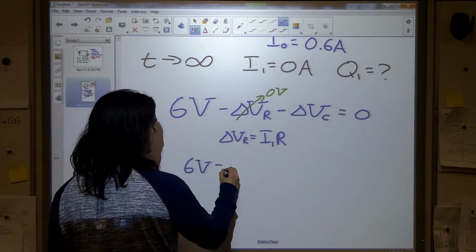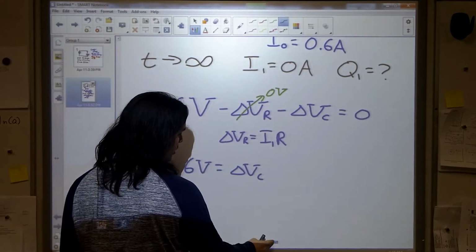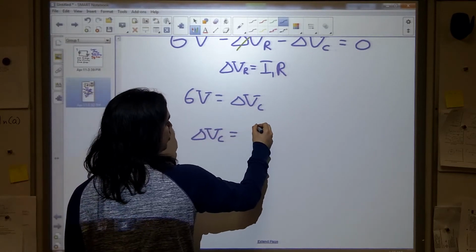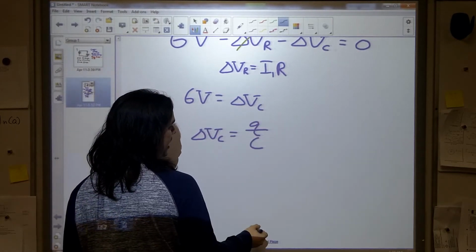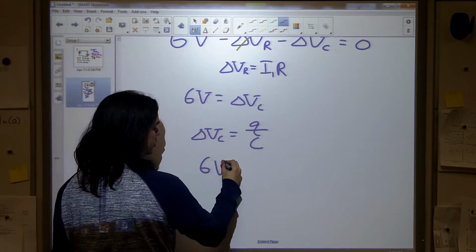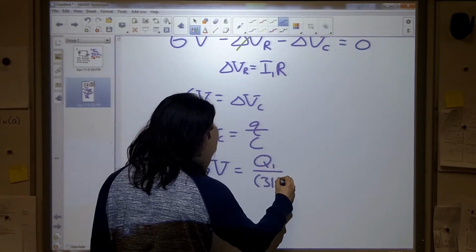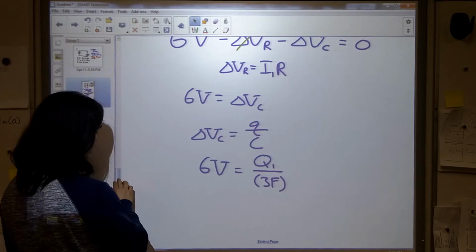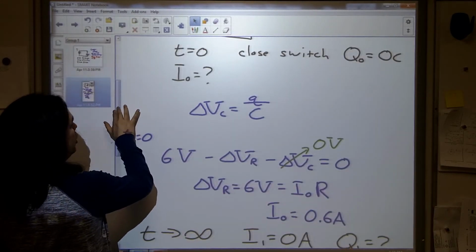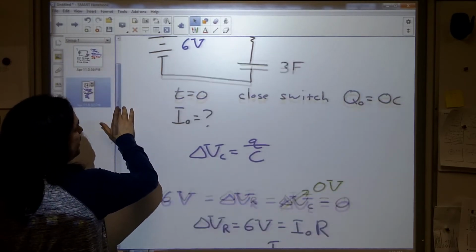We're going to end up with 6 volts is equal to delta VC, adding that over and this being 0. And now, with the equation that we talked about before, delta VC equals Q over C, the capacitance. We know that delta VC at the end is going to be 6 volts equals Q final over our capacitance, which I said was a laughably large 3 farad. 3 farad capacitor is very large capacitor. I did this so the numbers would be a little bit nicer. But we have a 3 farad capacitor.